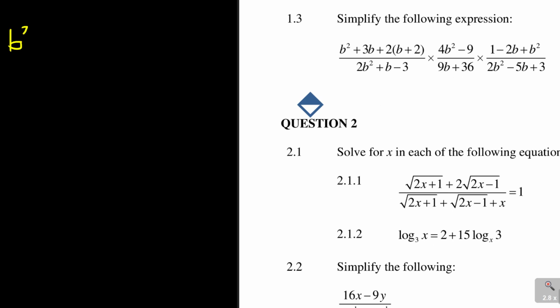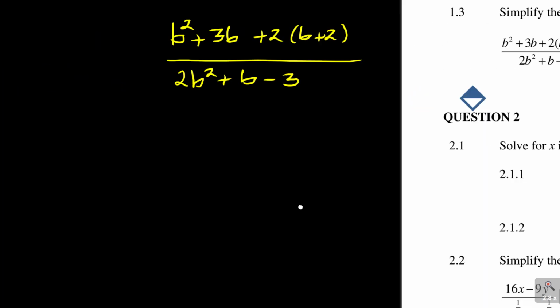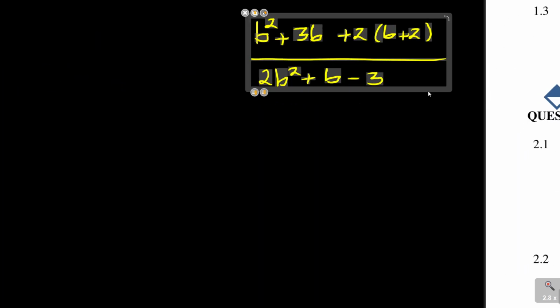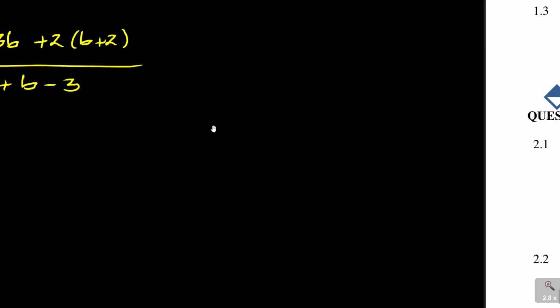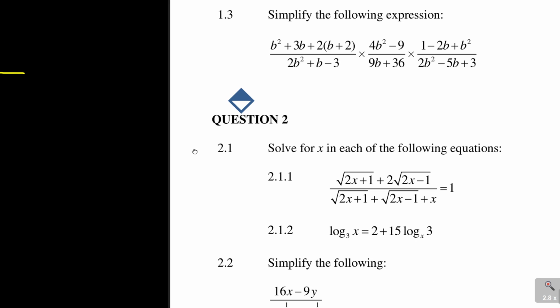You have got b squared plus 3b, and then plus 2b plus 2, all over 2b squared. See, it's factorization here that they were trying to catch you on. All right, I've written this one. Let's come back, and then it says times, okay, times, and then we also got a division line here. What are we multiplying now? We're multiplying 4b squared minus 9.